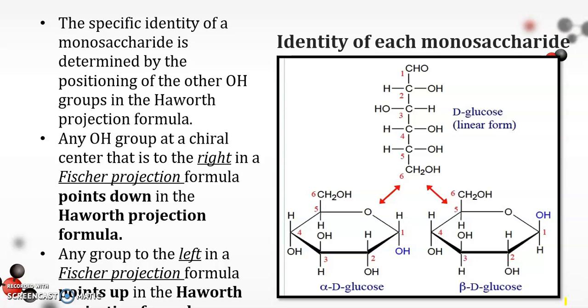Identity of each monosaccharide. The specific identity of a monosaccharide is determined by the positioning of the other hydroxyl groups in the Haworth projection formula. Bear in mind that any hydroxyl group at a chiral center that is to the right in a Fischer projection points down in the Haworth projection formula. On the other hand, any group to the left in a Fischer projection formula points up in the Haworth projection formula.